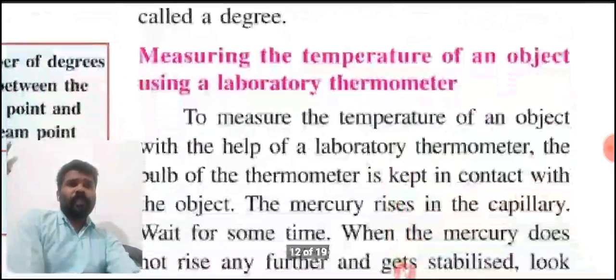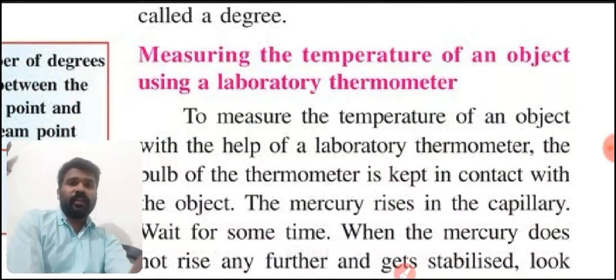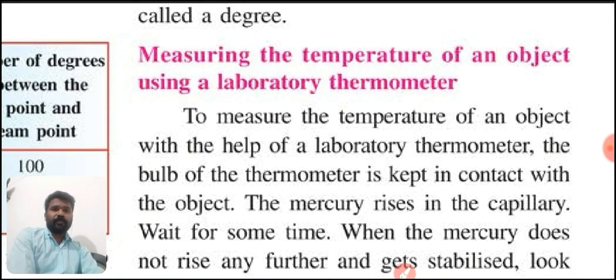Now, measuring the temperature of an object using a laboratory thermometer. To measure the temperature of an object with the help of a laboratory thermometer, the bulb of the thermometer is kept in contact with the object. The thermometer has a bulb at the bottom, and that bulb should be in contact with the particular body. Then only will you get an accurate measurement of temperature.